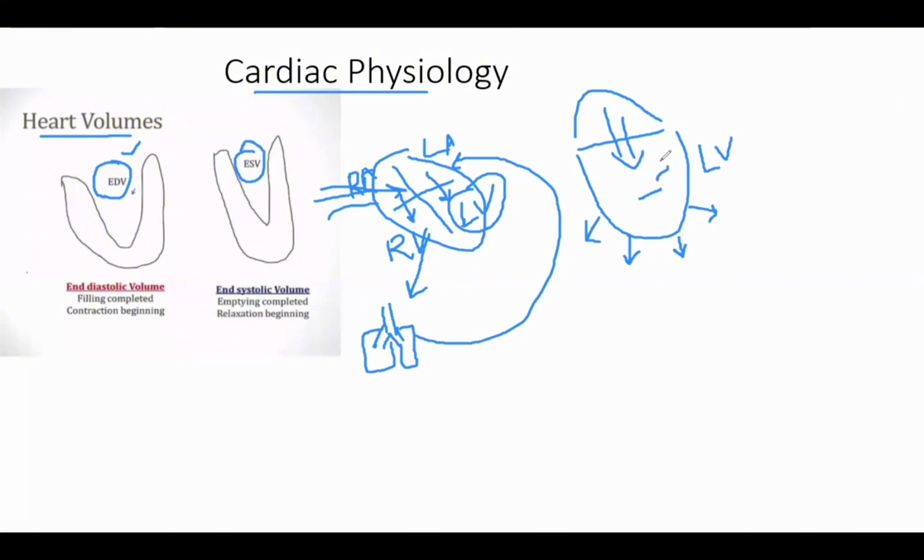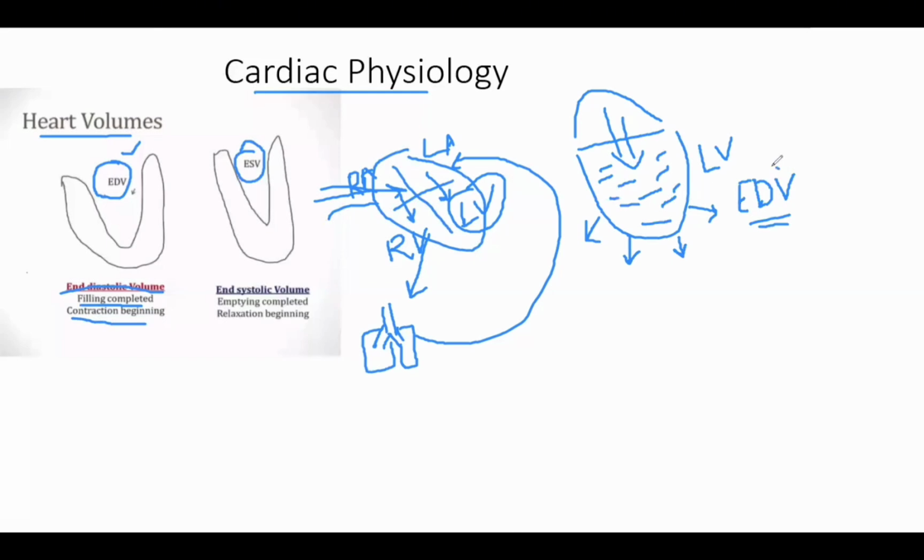Now here the volume of blood will be present. End diastolic volume. That is the volume of blood which is present in the left ventricle at the end of diastole. So this is the end diastolic volume. That is, it is present when the filling is completed. And this volume is present when the ventricle is about to contract.